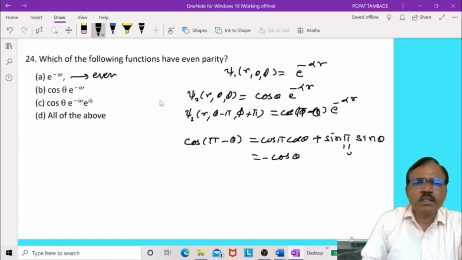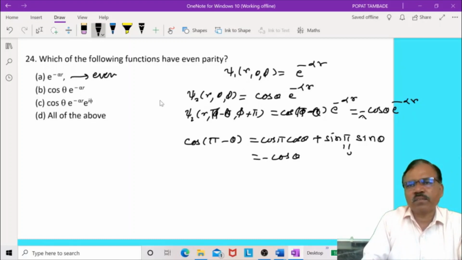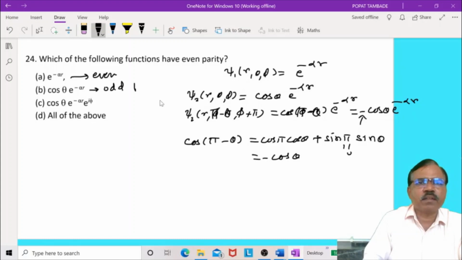So here, for pi minus theta and pi plus phi, cos of pi minus theta is minus cos theta, so it is minus cos theta e raised to minus alpha r. So if we check these two, you will see that there is a change in sign. So this function has odd parity.